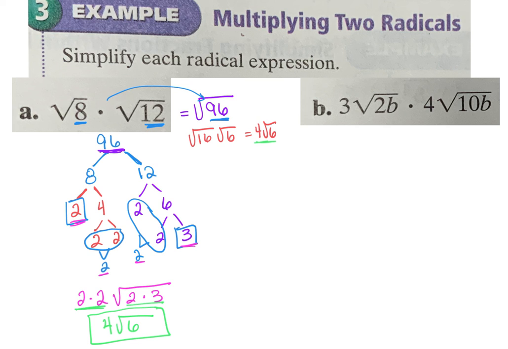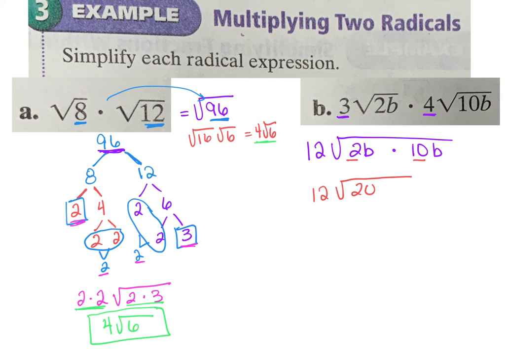Let's look at B. Now for B, we have numbers on the outside. And so this 3 and this 4 need to be multiplied. That's going to be 12. And on the inside, we have 2b times 10b, which means if we multiply those, we have 2 times 10, which is 20, and b times b, which is b squared. And so now if we use our factor tree, we already know that's 2 and 10, and 2 and 5.